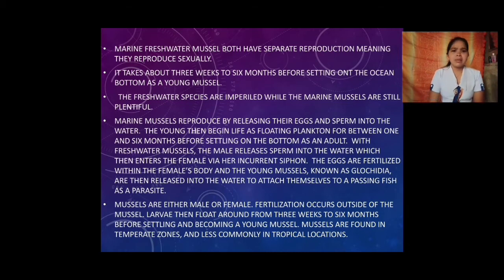Mussels are either male or female. Fertilization occurs outside of the mussel. Larvae then float around from 3 weeks to 6 months before settling and becoming a young mussel. Mussels are found in temperate zones and less commonly in tropical zones. So, ang mussels, mas muangay sila sa temperate zones kaysa sa tropical zones.